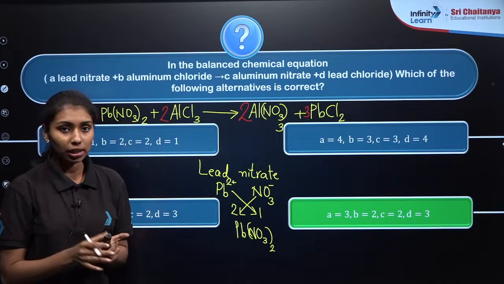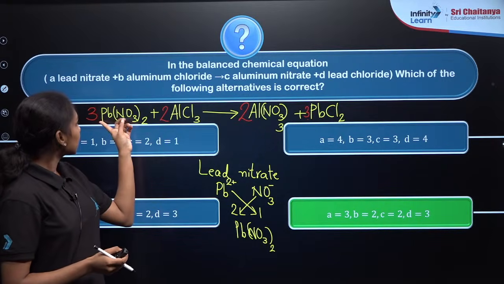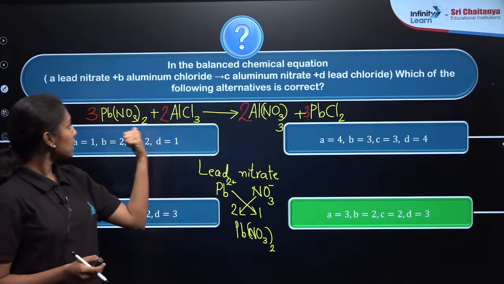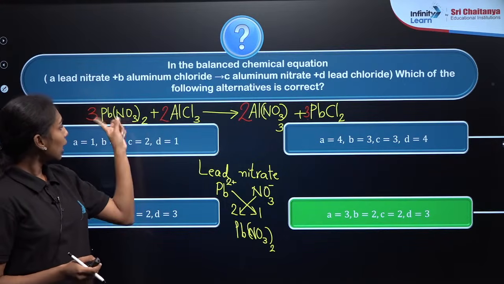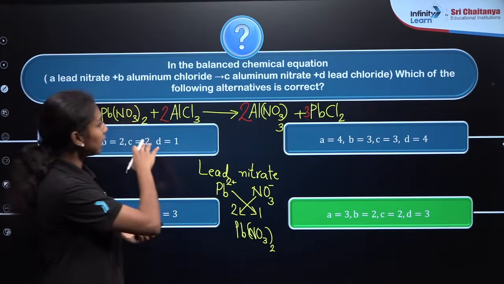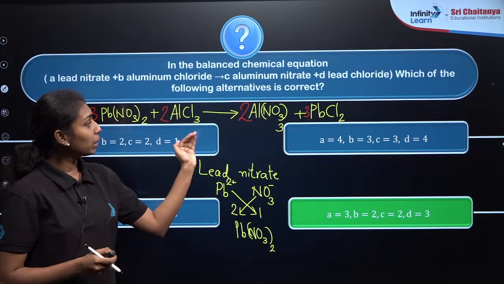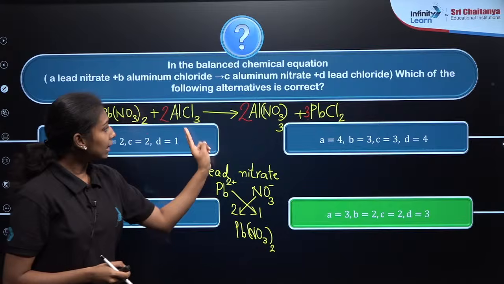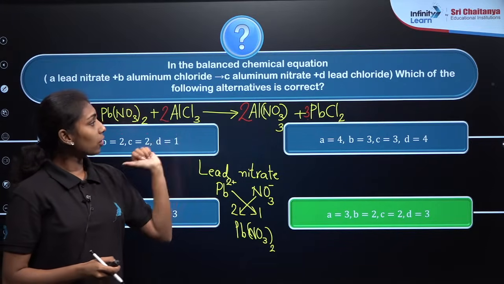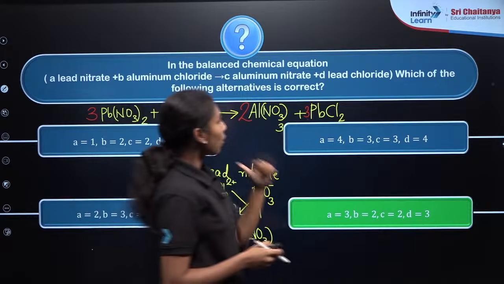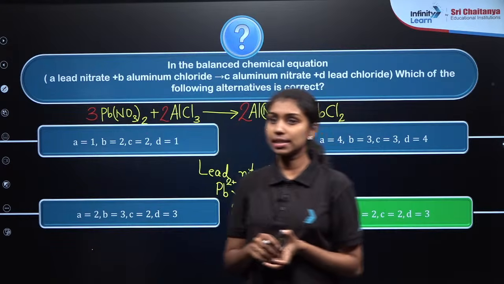Now we need to check the total number of ions given here. Lead is 3 in reactant side as well as product side, right? Then what about the case of nitrate ion? It is again 3 into 2, 6 in the reactant side. Here it is again 2 into 3, 6 in the product side. What about the case of aluminium? Again 2 aluminum in both reactant as well as product side. What about the case of chlorine? 2 into 3, 6 chlorine in the left hand side. 3 into 2, 6 chlorine in the right hand side. Is that clear?